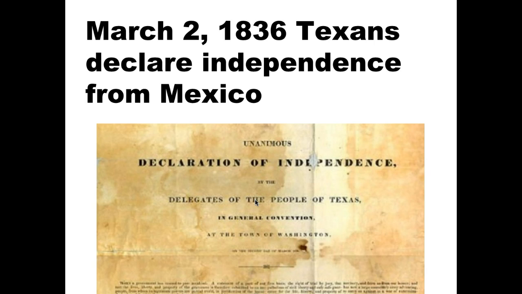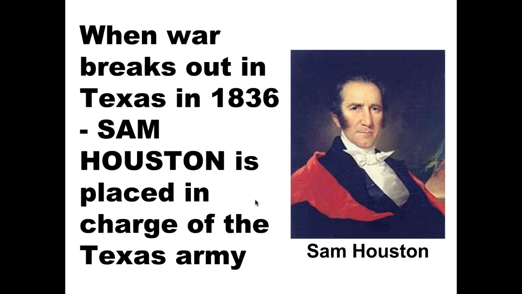So on March 2nd, 1836, the Texans declare independence from Mexico. Okay? So the people that live in that area have now declared themselves independent from Mexico, and Texas declares themselves their own country. Now, again, once you declare that you have independence, that doesn't necessarily mean that you're your own country. It just means that you're fighting for independence. So war breaks out in Texas in 1836.